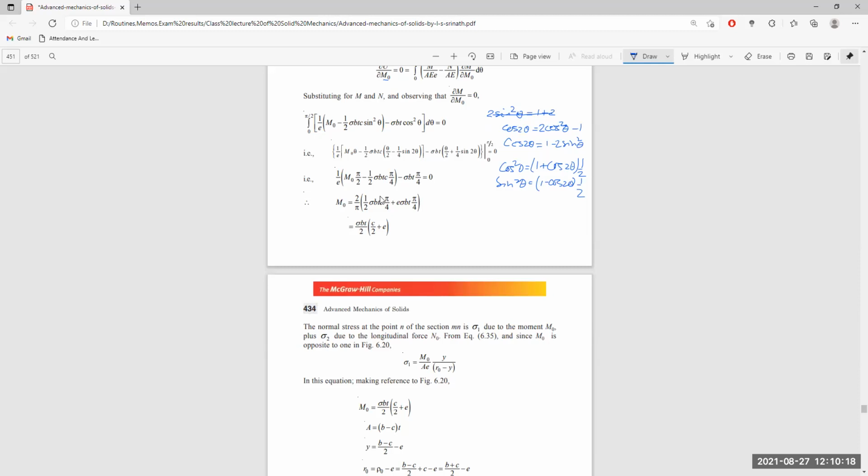So what will be the normal stress at the point? Due to the moment there will be a sigma 1, and due to the longitudinal or vertical force, that will be sigma 2. Since sigma 2 is opposite to that of sigma 1, we already have this calculation in our bending equation, and this equation is being used here, which is given by 6.37.